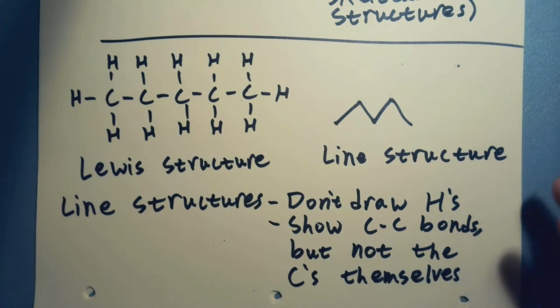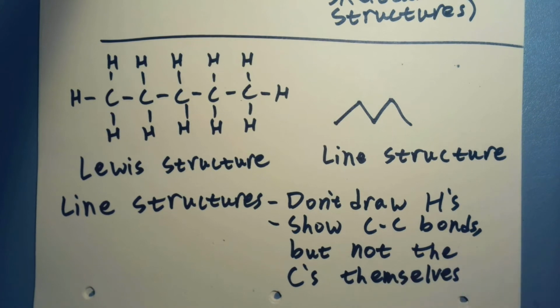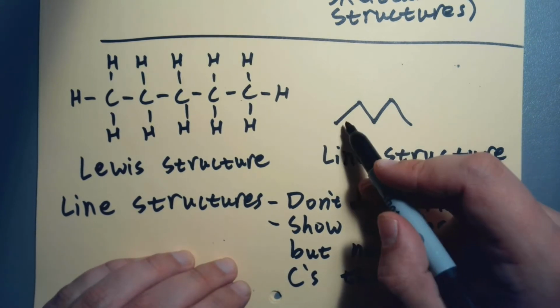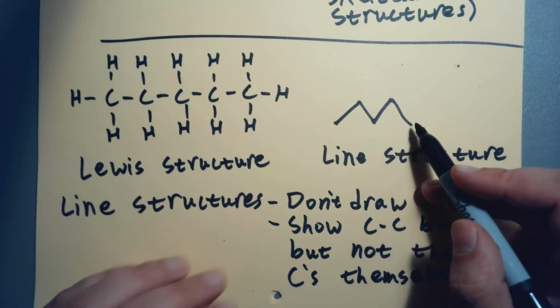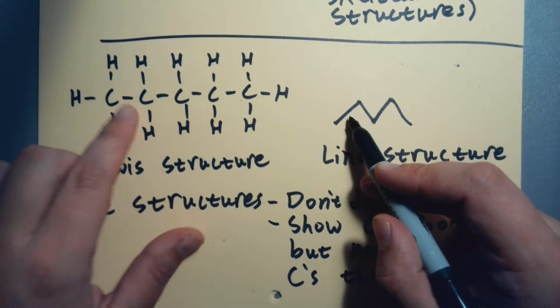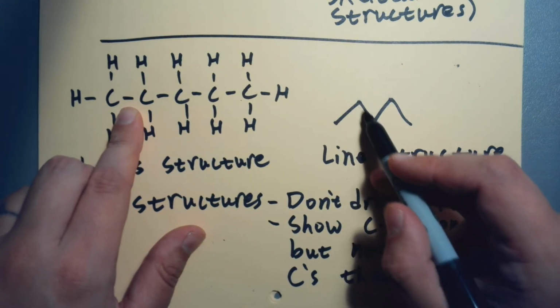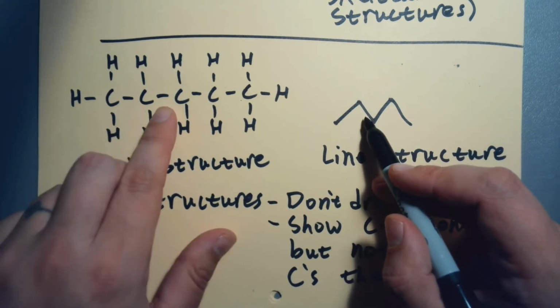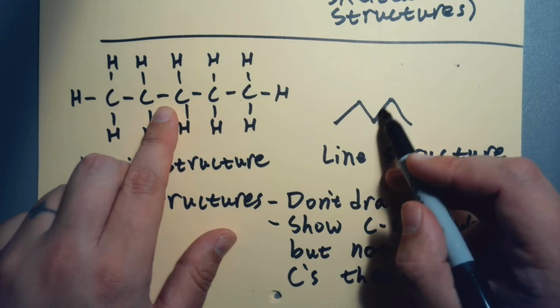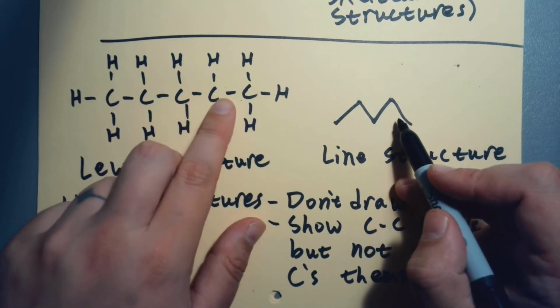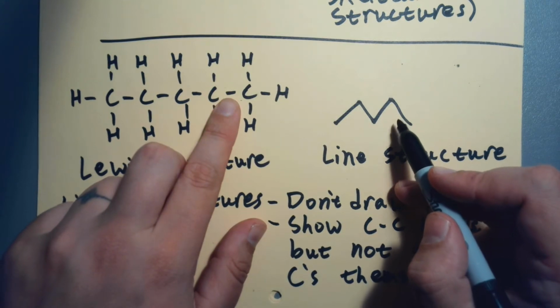We don't have to write any letters right now. We don't have to do anything. That'll get a little bit more complicated when we bring other elements in, but the overall process stays the same. So this is just the bonds between carbons. This line right here represents this bond right here. And then this line right here represents this bond right here. This line represents this bond, and this line represents this bond.